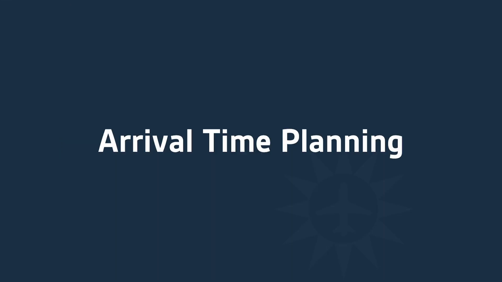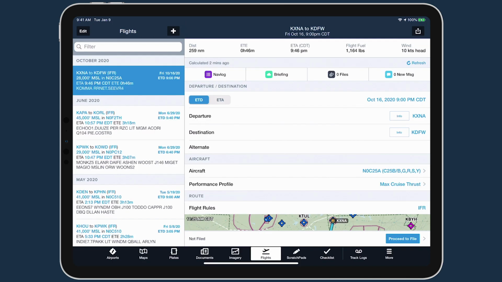So moving on to our next feature, we have arrival time planning on the flights view. This is a relatively simple feature that actually opens up a lot of flexibility in terms of flight planning and helps you save time when you're trying to calculate the right departure time that you need to use.